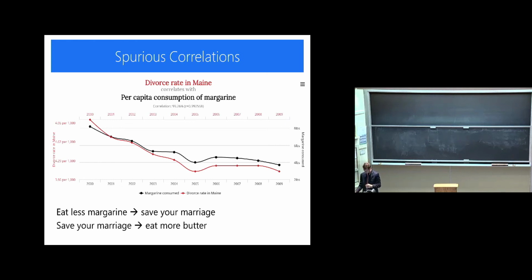Or here, save your marriage, eat more butter. This could be an advertisement that is shown somewhere, right? Scientific studies have shown that if you eat more butter, it's good for your marriage. Have you not read these things? All the time you read them, right? That's typical, but it's all founded in spurious correlations.